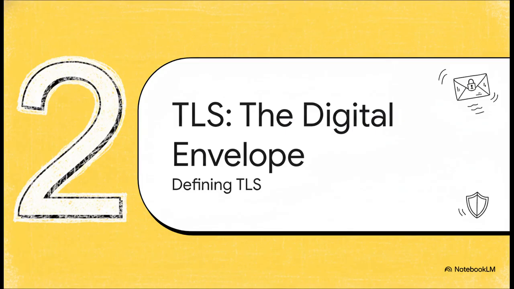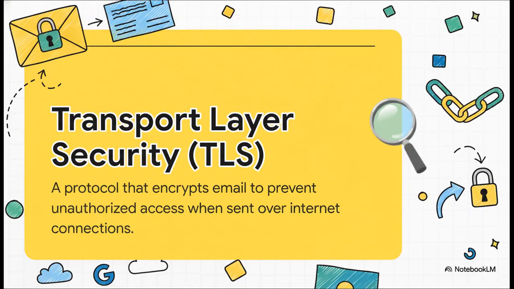The solution is a technology called Transport Layer Security, or TLS for short. This is the digital envelope we need. So what exactly is TLS? Well, it stands for Transport Layer Security, and its whole job is to encrypt your email, basically scrambling it so nobody can read it while it's traveling from you to its destination. It's the technology that actually creates that digital envelope.